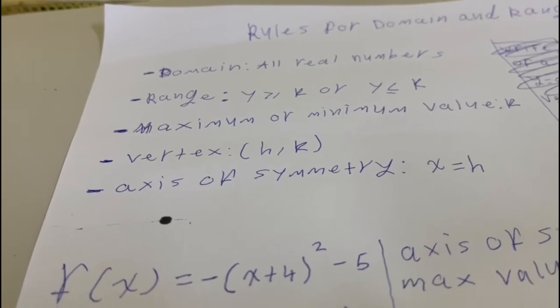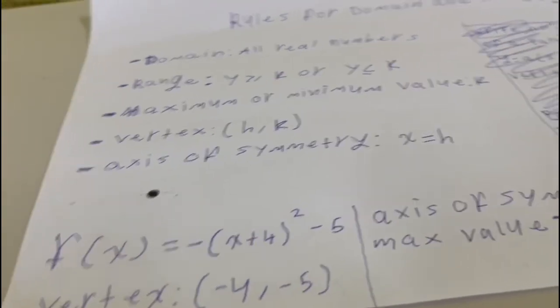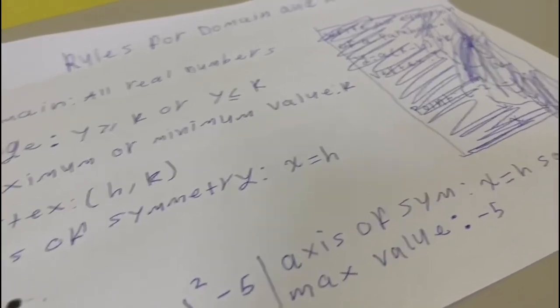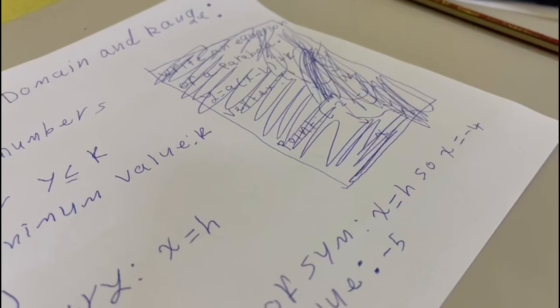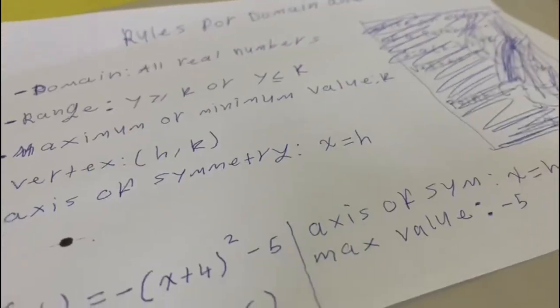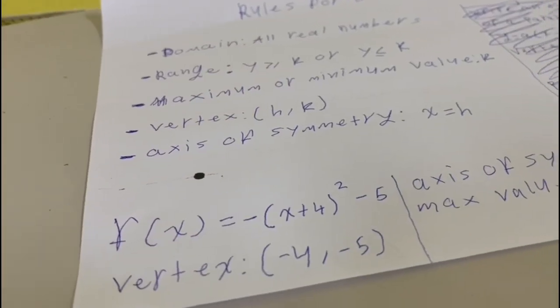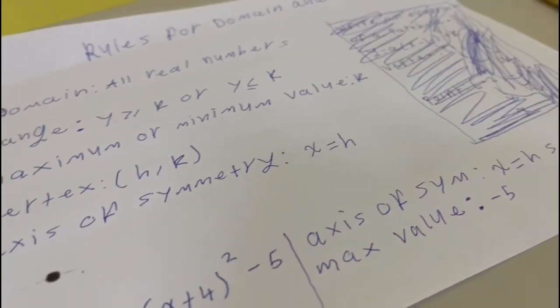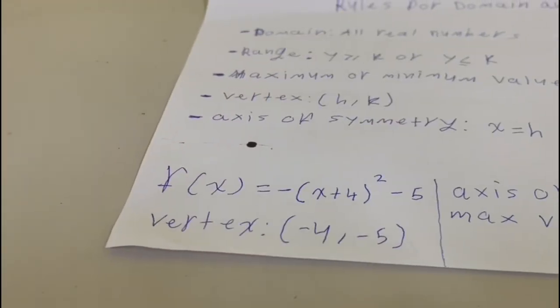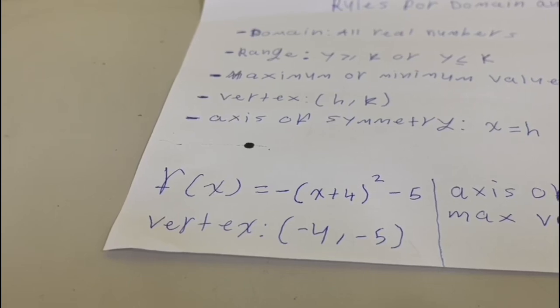Now for f of x, the axis of symmetry is x equals h, so x equals -4, because h is always the opposite. The maximum value is -5, which is k. The vertex is (h, k), so -4, because h is always the opposite, here positive, the opposite is -4, and -5.